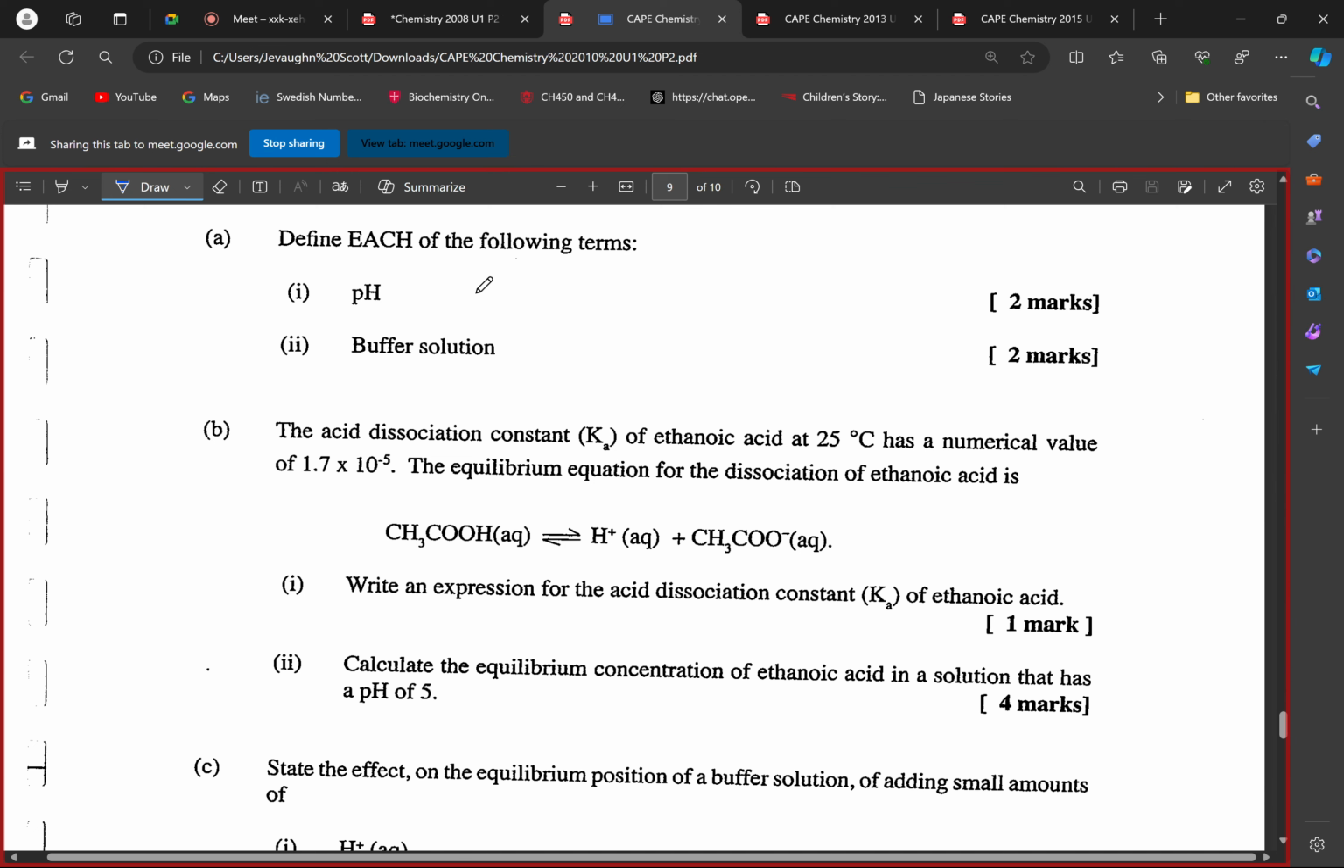pH is the pH is, go ahead. Minus log to the base 10 of H plus ion. Okay. So how do we put that in words? The negative logarithm to the base 10 of H plus ions. Okay.